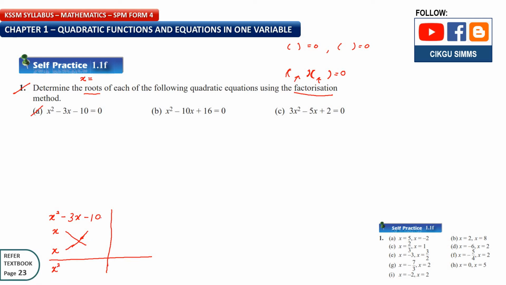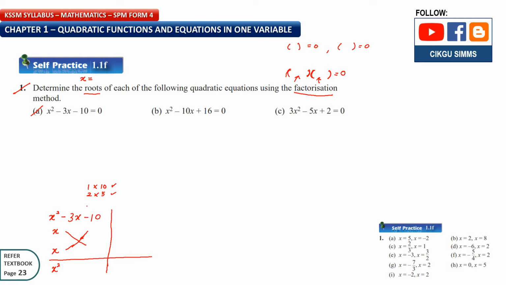And then for the number negative 10, we need to get the factors first. So how to get 10? You can have 1 times 10, right? You can have 2 times 5. And then 3 and 4 are not factors of 10, so you don't have any factors of 3 and 4. So we have two possible combinations: 1 times 10 and 2 times 5.